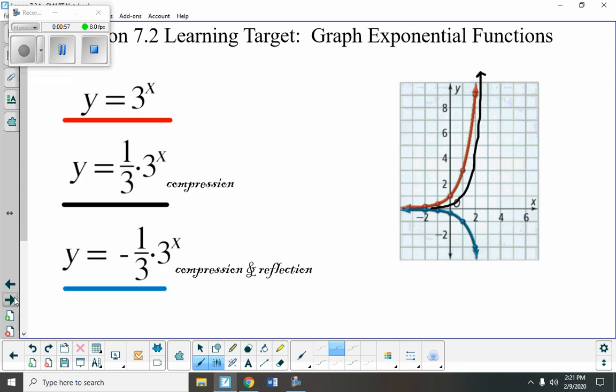In the next example, we're looking at y equals 3 to the x, which is the red graph. This time we multiplied it by a number between 0 and 1, and that's called a compression. Your output is at 1, so it would be 1 times a third, which is a third. It doesn't rise as fast, and that's how it gets the name compression. In the next example, you have a negative 1/3 in front, so it is increasing at the same speed, but it is reflected over the x-axis.